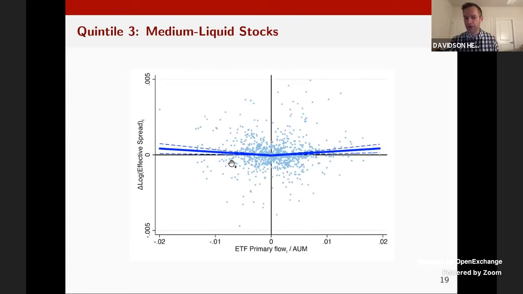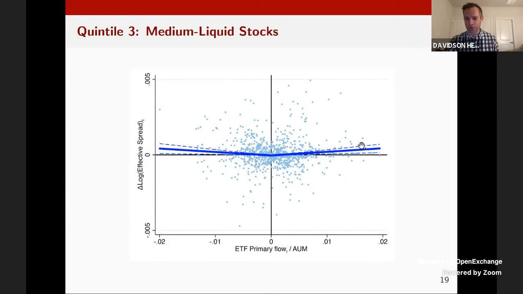So they're unaffected. On the other hand, for the medium liquid stocks in the third quintile, you can see in both directions that as ETF primary flow rises, on days where there were lots and lots of creates, or lots and lots of redemptions, summed across all ETFs, it just worked out that way.